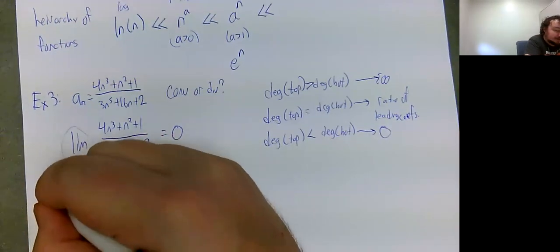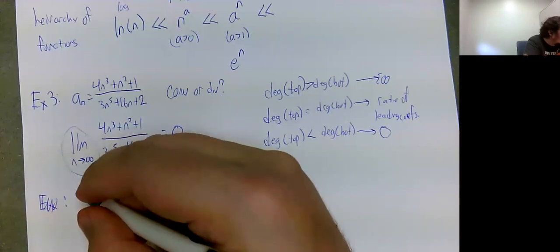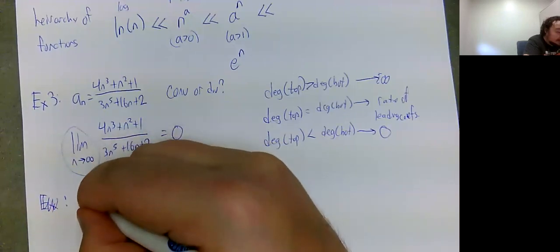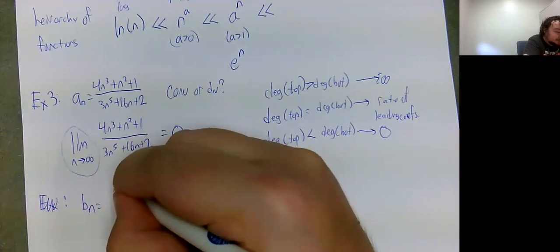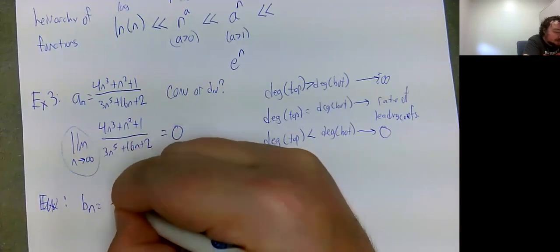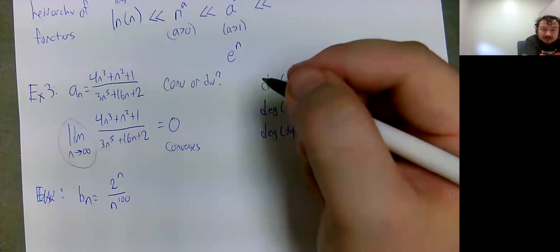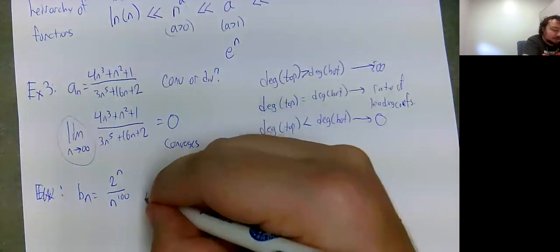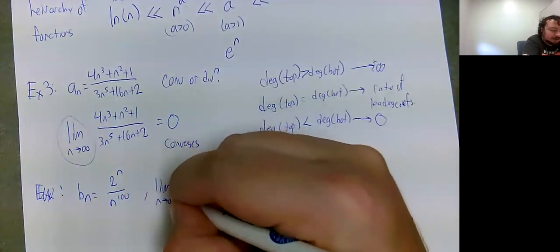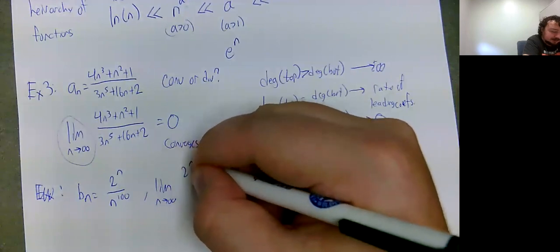Okay, let's take a look at the next one here. I have a few for example 3. Take a look at b sub n is 2 to the n over n to the 100th power. All right, well, just as before, we're going to look at a limit for this.